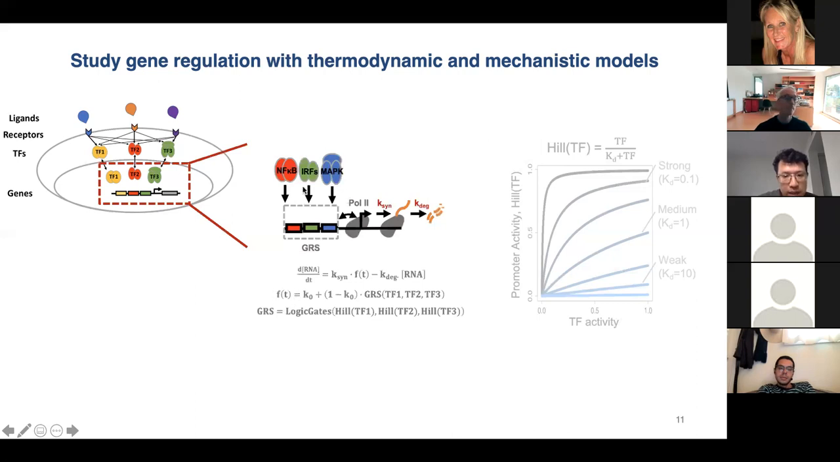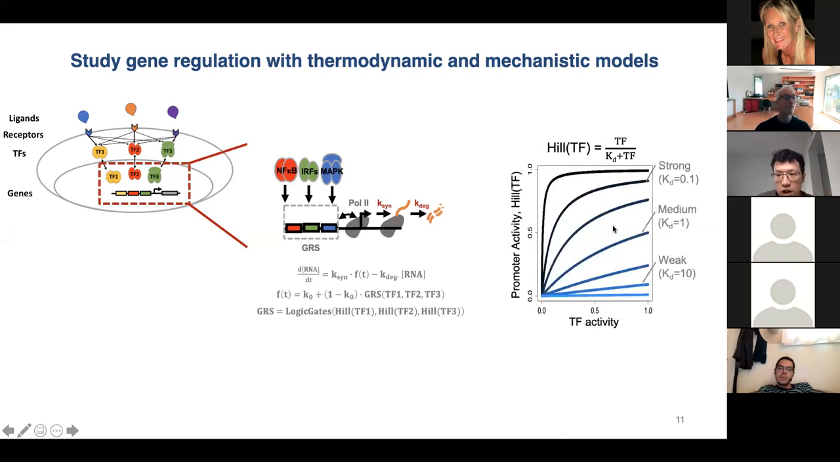And the combinatorial gene regulatory strategies can be captured by this GRS, gene regulatory strategies. And this function is derived from thermodynamic models, which can be really useful to capture different logic gates between transcription factors. And for the regulation strength of each transcription factor, we use the Hill function to describe their regulation strengths.